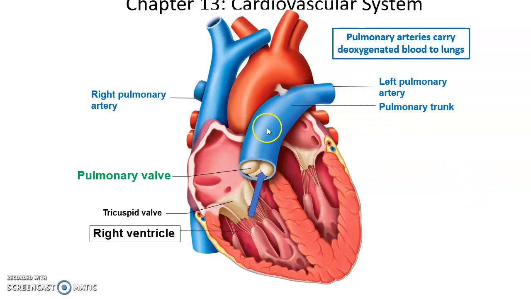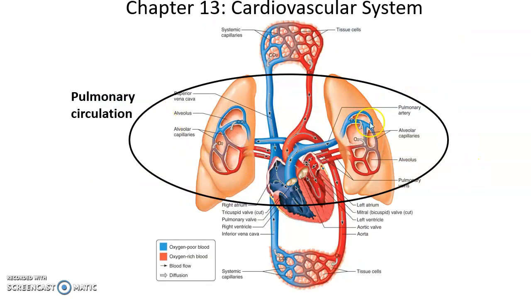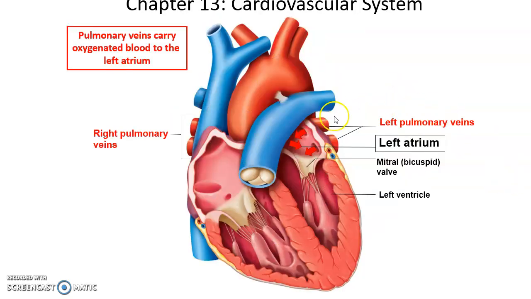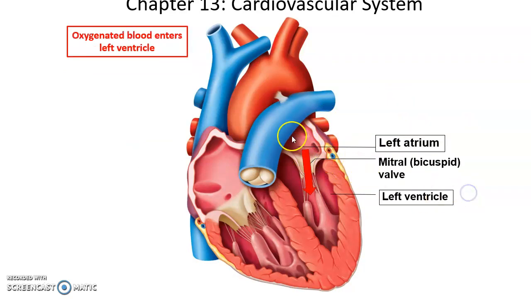So again, pulmonary trunk carrying deoxygenated blood to the lungs. Go through the pulmonary circuit, become oxygenated, and then that red blood cell will arrive oxygenated and in the left atrium. It will then pass through the mitral or bicuspid valve into the left ventricle.